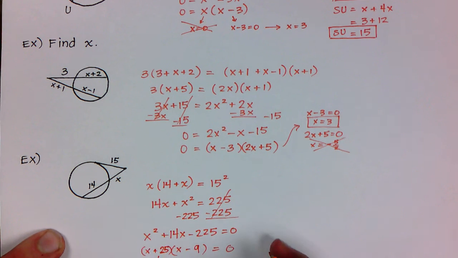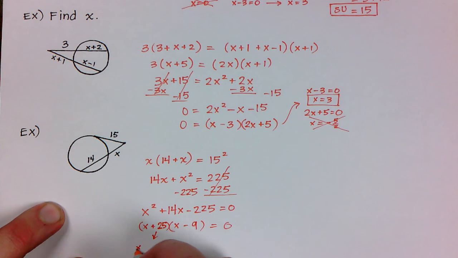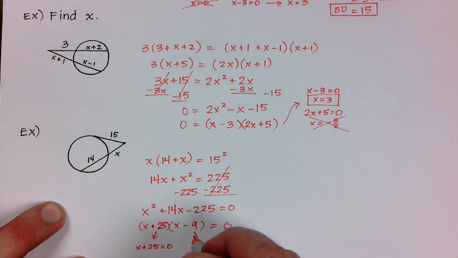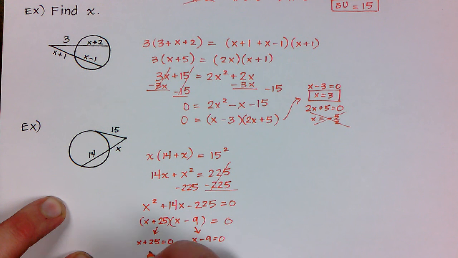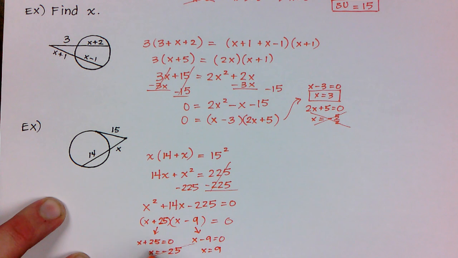So when I set these equal to 0, I'm going to find that x is going to either equal negative 25 or x is going to equal 9. So again, can't have negative as any length, so your final answer is 9.